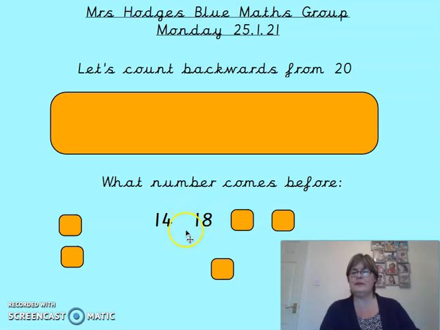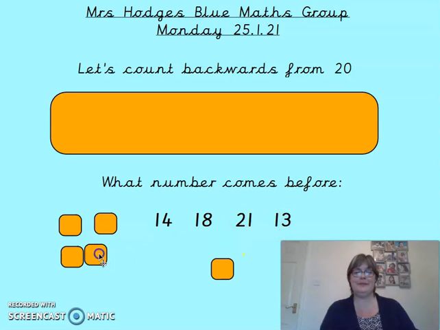What number comes before this one? Hopefully you're saying 17 comes before 18. Let's try the next. A bit more tricky, this one. What comes before this number? What is this number? So 20 comes before 21, doesn't it?